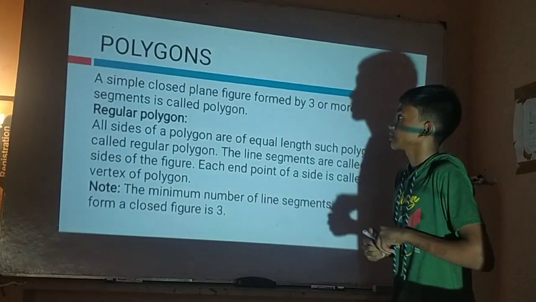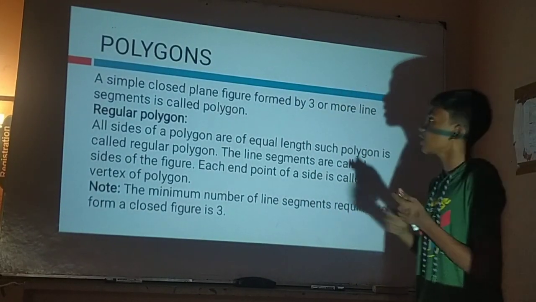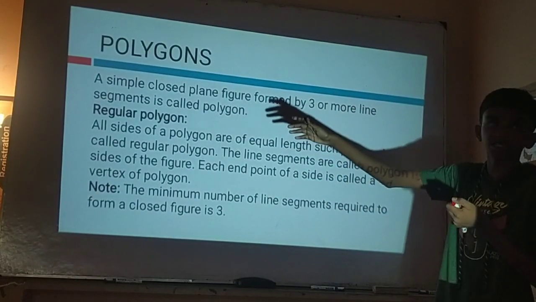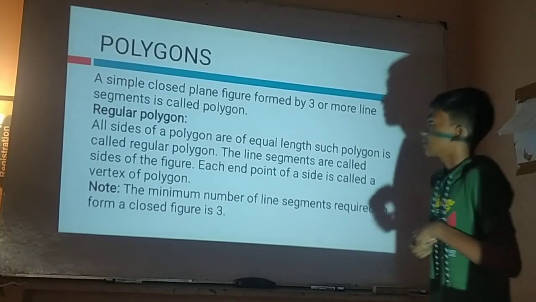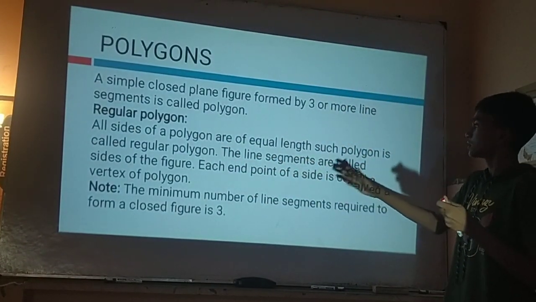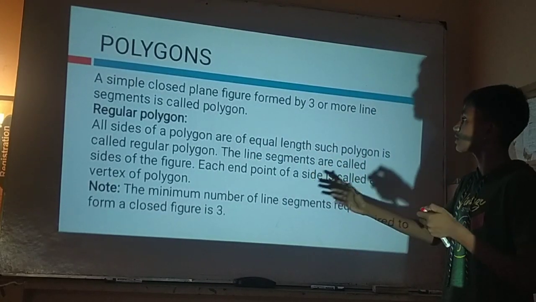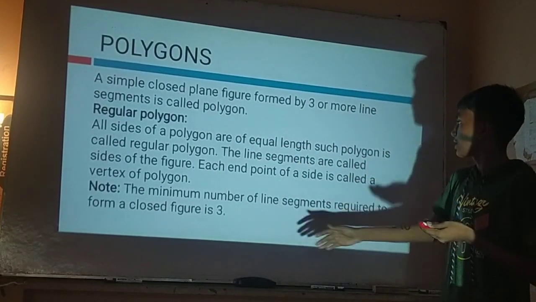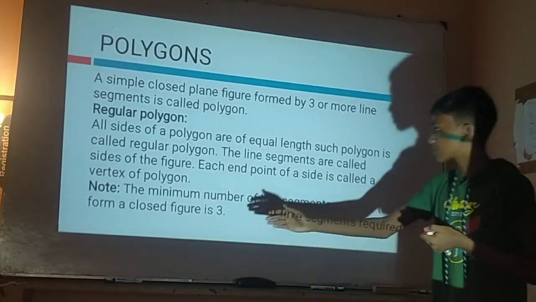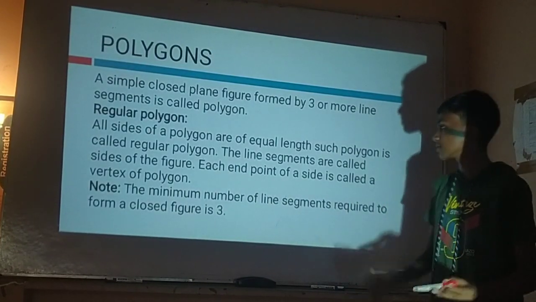Let us talk about another topic, which is known as polygons. So what is a polygon? A simple closed plane figure formed by 3 or more line segments is called a polygon. A regular polygon: all sides of a polygon are of equal length, and such a polygon is called a regular polygon. The line segments are called the sides of the figure. Each endpoint of a side is called a vertex of the polygon. Note, the minimum number of line segments required to form a closed figure is 3.